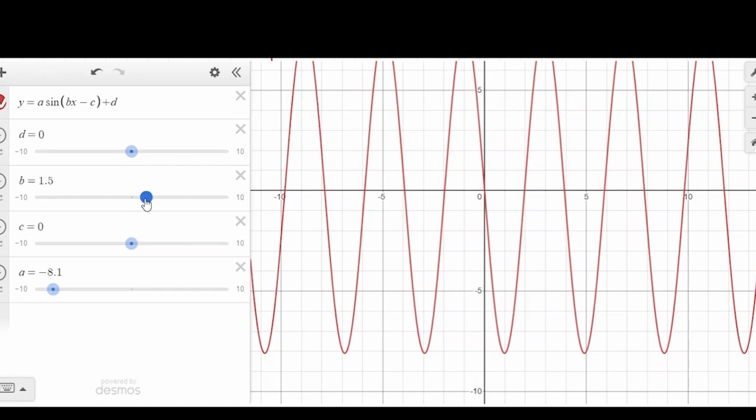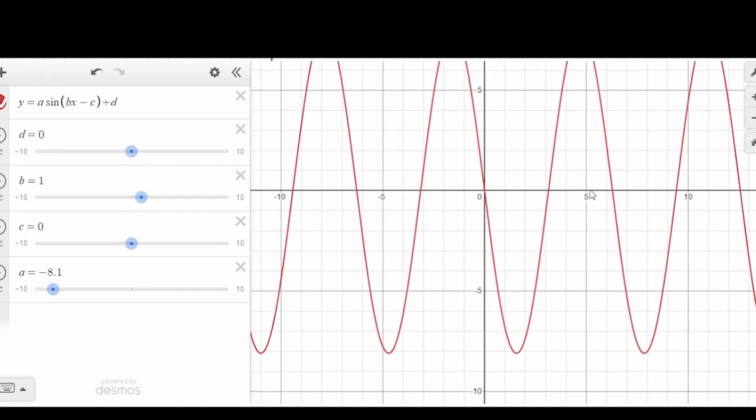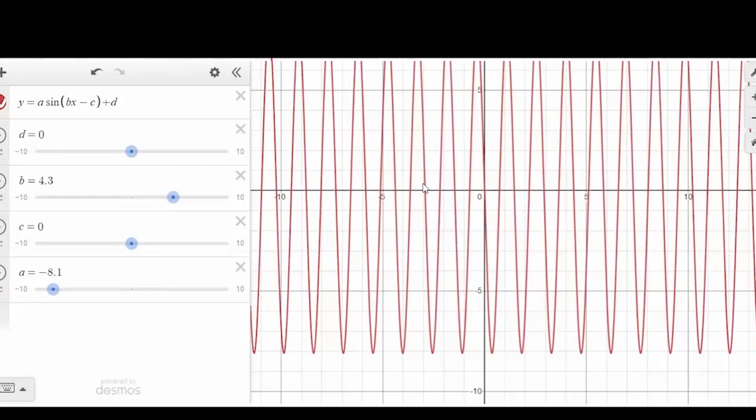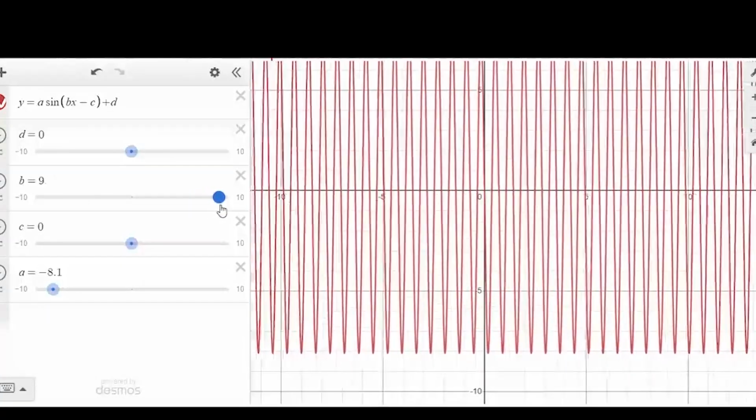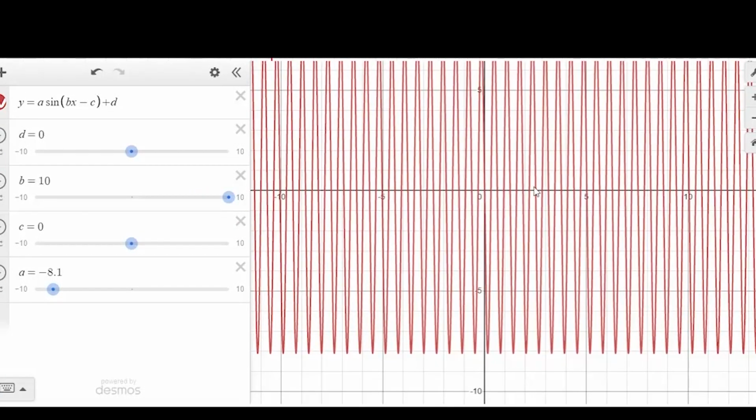And here you can see that by this number 5, its cycle is approximately 1.5. But if we increase this value, now you can see how many cycles there are. 1, 2, 3, more than 3 cycles. These are 4.3. If we increase this value, now there are so many cycles within this interval.